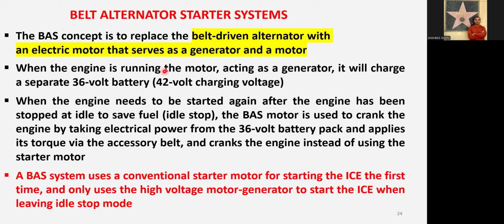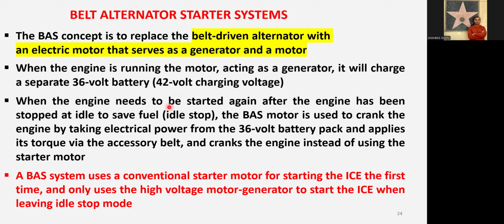When the engine is running, the motor acting as a generator will charge a separate 36-volt battery. A 42-volt charging voltage is required at that moment, so that generator is producing that much voltage. So when the engine is running, the motor acting as a generator will charge a separate 36-volt battery with the help of the 42-volt charging voltage.